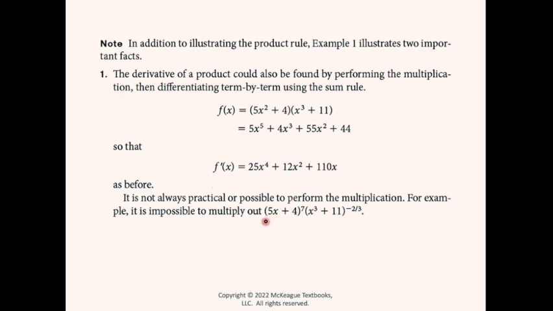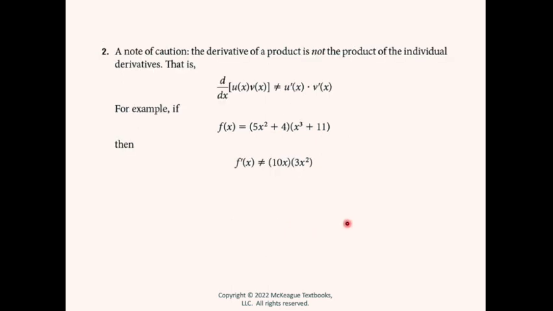So here's an example of where we might have a function that we don't want to multiply out. It gets complicated because of this negative 2/3, because of the fact that this is raised to the 7th power. I don't know of anybody that wants to multiply that 7 times. So in this case, the product rule would be better, less messy.